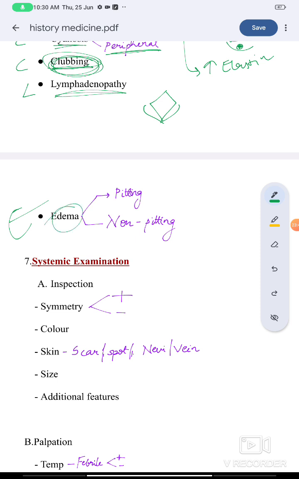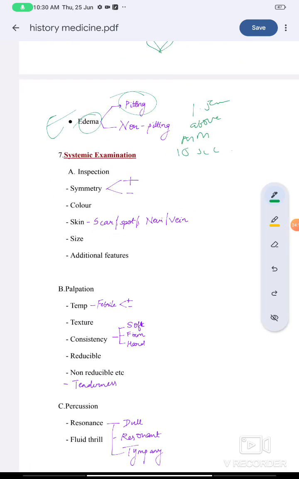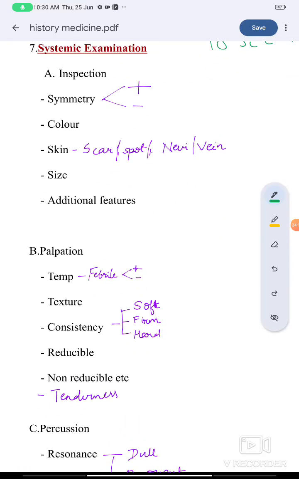Then lastly, it is edema. Edema is checked in the pretibial region, almost 1.5 centimeters above the medial malleolus, where pressure is applied for 15 seconds and then the pressure is removed. If there is a pit present, then it is known as pitting edema. If there is no pit present, then it is non-pitting edema.